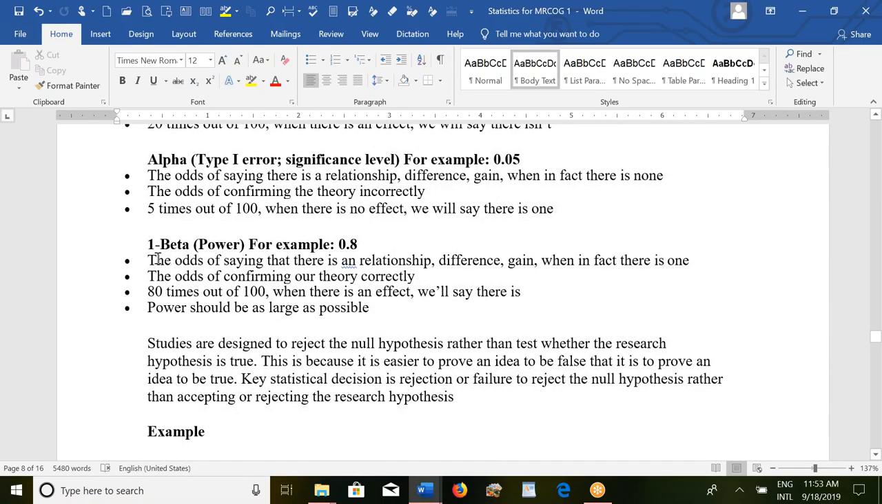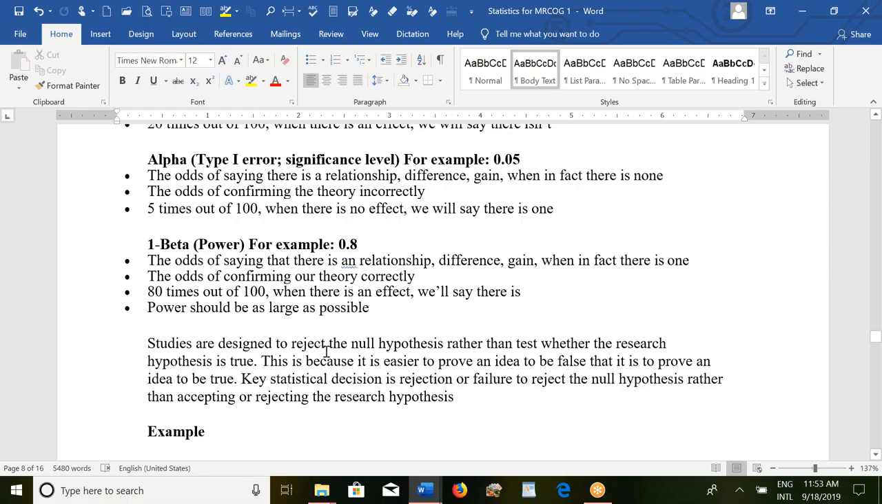which is 0.05. So 1 minus beta, or the power of the study. For example, if they tell you that the power of the study is 0.8, what is the meaning of this one? The odds of saying that there is a relationship or difference when in fact there is one. So this is correct. The odds of confirming our theory correctly. So 0.8 means 80 times out of 100 when there is an effect, we will say that there is an effect. So power should be as large as possible.